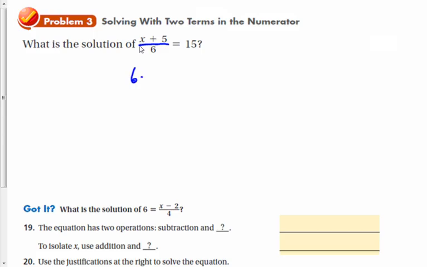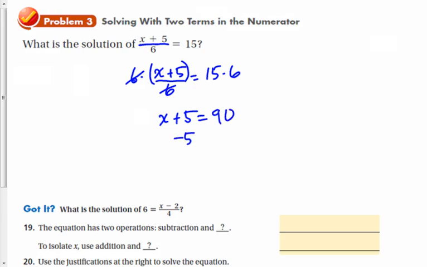So my first step is going to be to multiply this by 6. So I multiply 6 times that, and 15 times 6 over here. Now when you multiply by 6 and then divide by 6, those just equal 1 as a fraction. Remember, this is grouped. And now I have just x plus 5 equals 15 times 6, which is 90. Then my second step is just to subtract 5 to undo that.